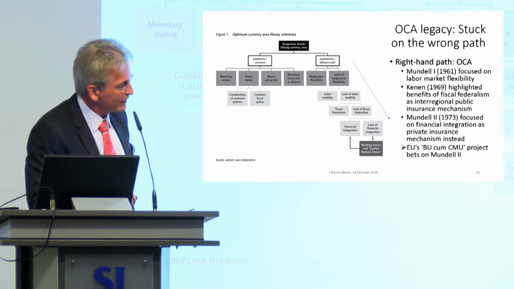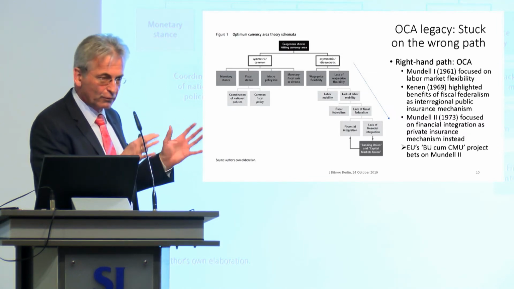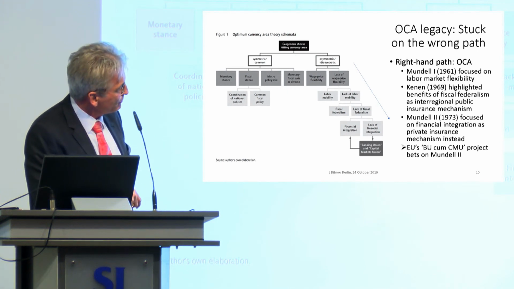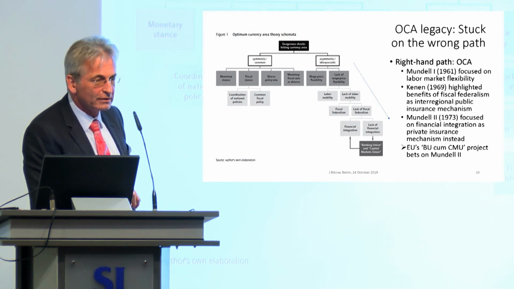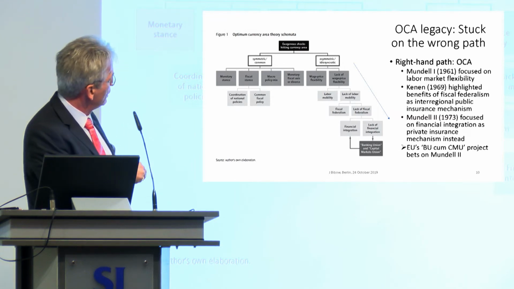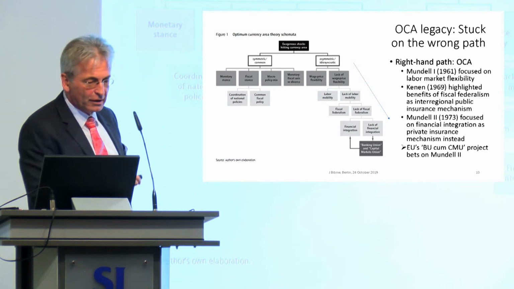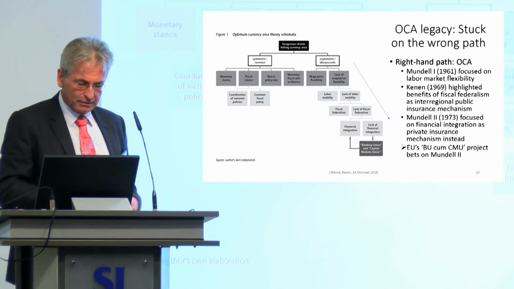If we're lacking financial integration, the mutual insurance through private markets, this is where the banking union and capital markets union initiatives come in. So everything is happening on the right-hand side. Nobody seems to pay much attention to the other side here. And oops, what happened now?